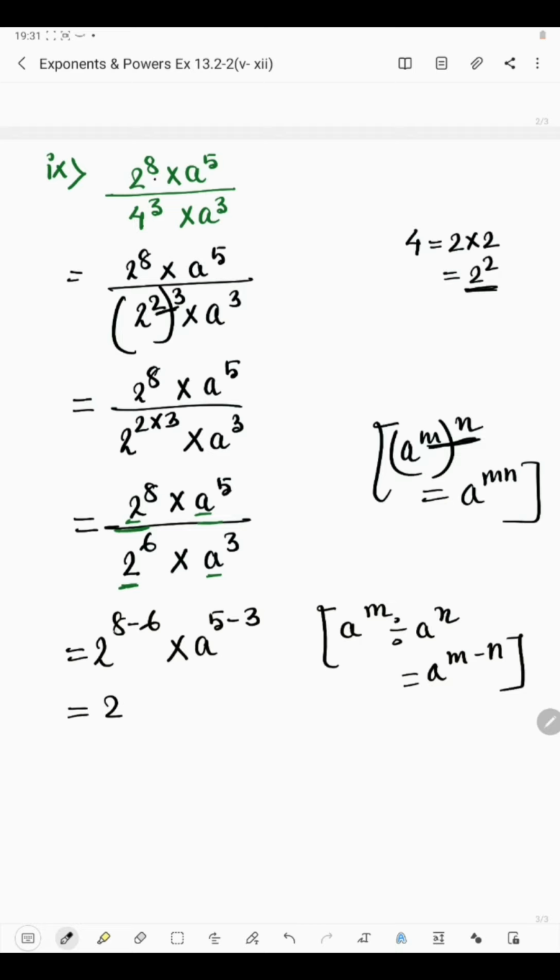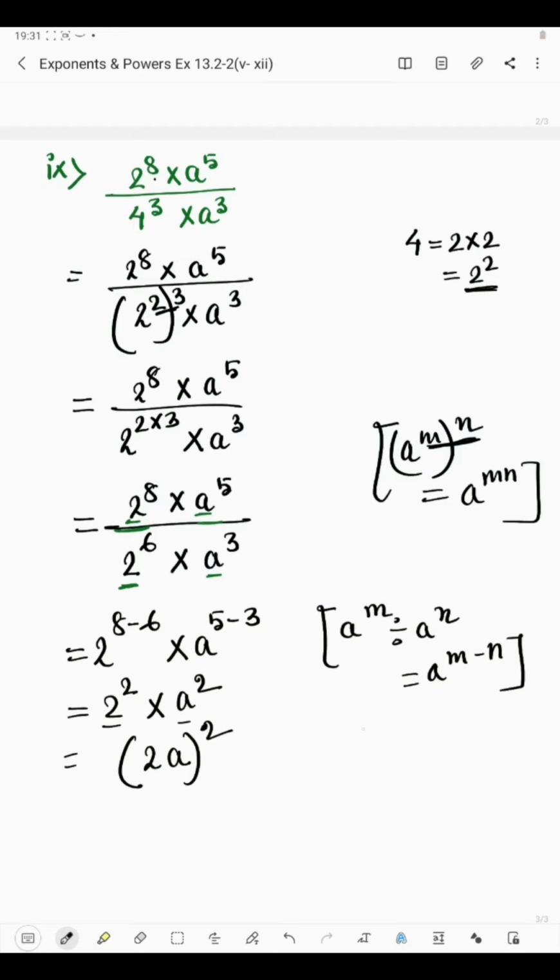So 8 minus 6 is 2, so it is 2 to the power 2 multiplied by 5 minus 3 is 2, so a to the power 2. Now here we have two different bases but the power is the same, so we'll just multiply the bases, so 2 into a is 2a, and we'll just write the power one time.